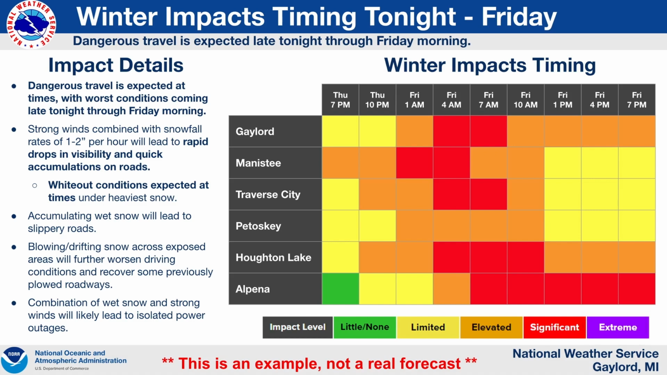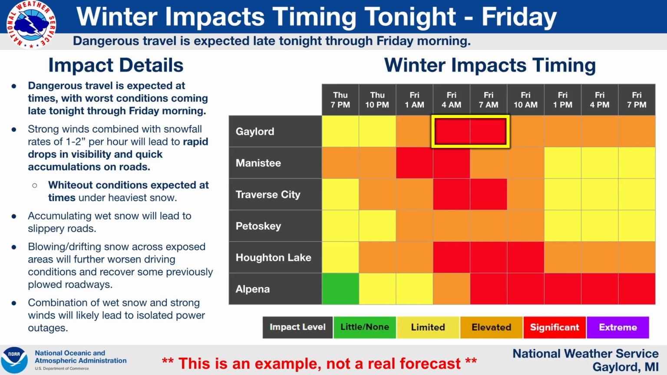So what's the best way to interpret this table? Let's take a look at Gaylord as an example. Keeping in mind that our main goal is to highlight the worst expected time for a specific area for the most serious conditions. In this case, for Gaylord, the worst impacts, which are expected to be significant, indicated by the red shading, are forecast from 4 a.m.